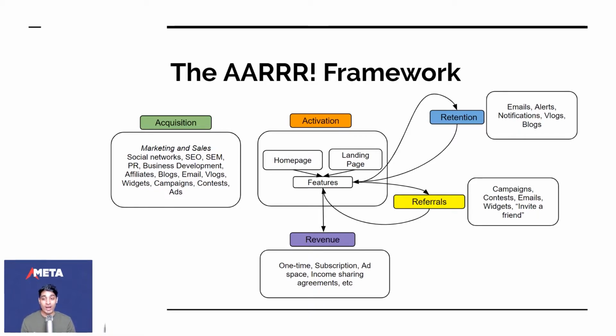So social network, you have SEO, you have search engine marketing, which is basically paid ads. SEO stands for search engine optimization. There's PR, which is you go out and write a press article, say Forbes writes an article about you or Times of India writes an article about you, and then you get traffic because of that. Then you have affiliates, which is somebody else who talks about you or sends you a lead. You have business development, which is partnerships. You have blogs, you send out some emails, you can do vlogs, widgets, campaigns, contests, ads, etc. Ads and SEM are pretty much the same thing. I don't know why I put it in there twice. Then you have the activation phase, which is now they've come.